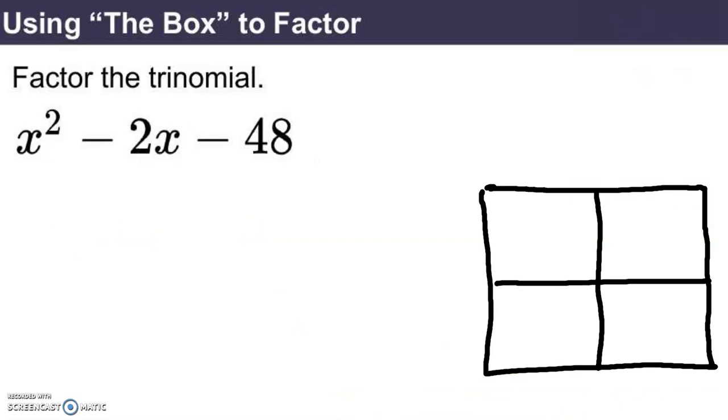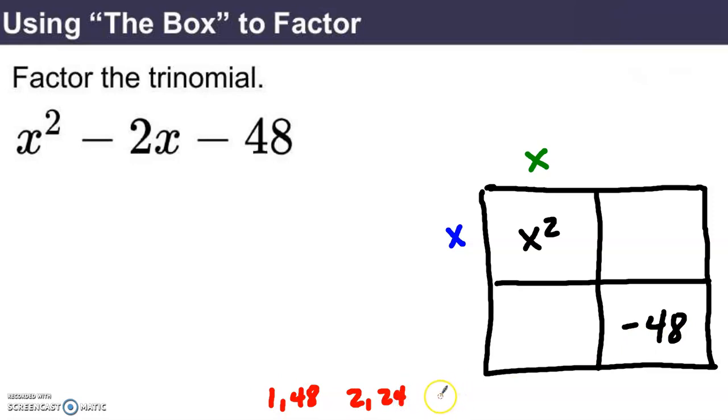Let's look at one more example together. Let's factor x squared minus 2x minus 48. I know that x squared belongs here. I know that the negative 48 belongs here. And I even know how to split up x squared into x and x. I want to think about the factors of 48, and there's a lot of them. There's 1 and 48. There's 2 and 24. There's 3 and 16. There's 4 and 12. There's 6 and 8.